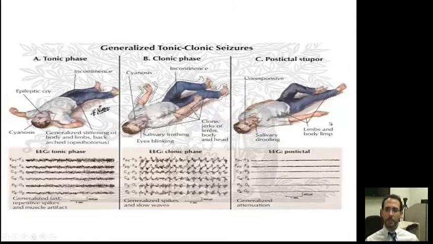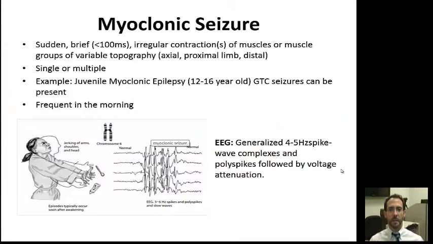So the post-ictal stupor period can last anywhere from 20 to 30 minutes. Sometimes it can last up to an hour. Now, whenever it goes beyond an hour or so, it's a prolonged post-ictal stupor, and that definitely needs to be assessed with further testing. Now, myoclonic seizure has been described as sudden, brief, and irregular contractions of muscles or muscle groups of variable topography.